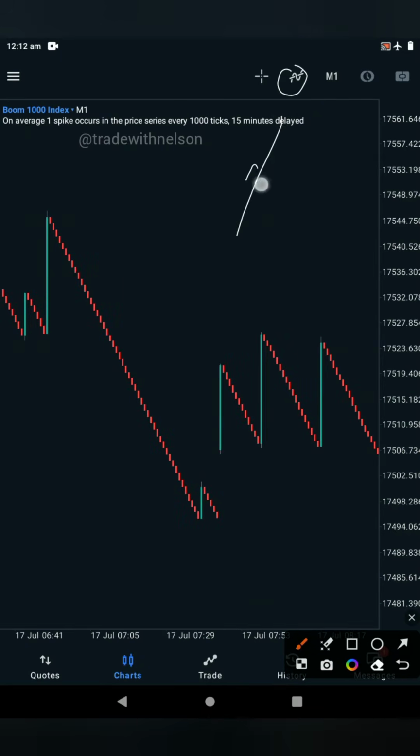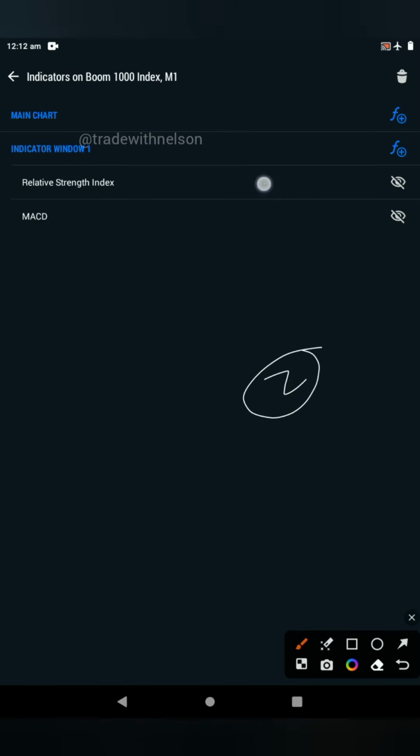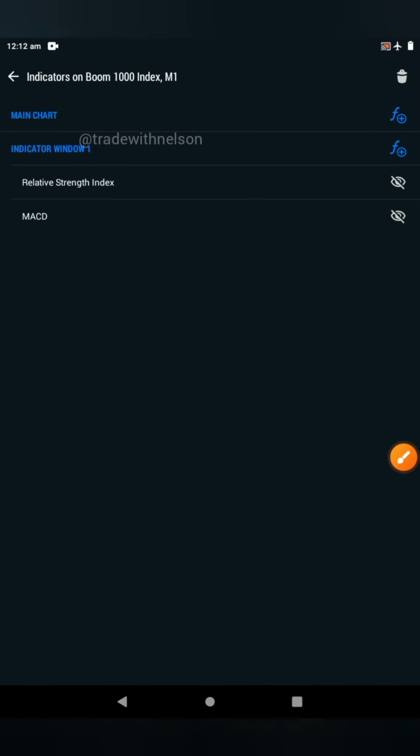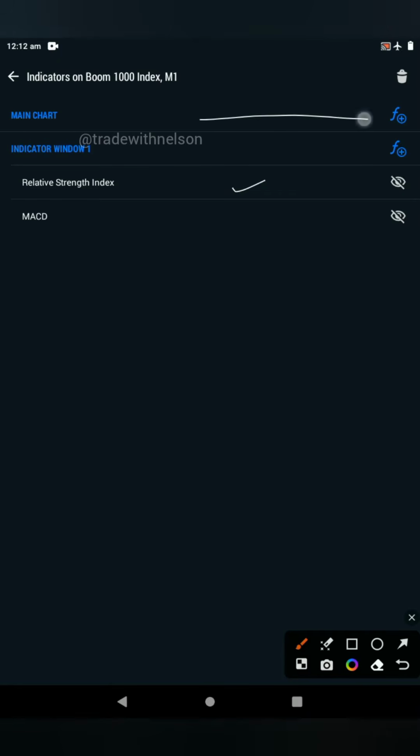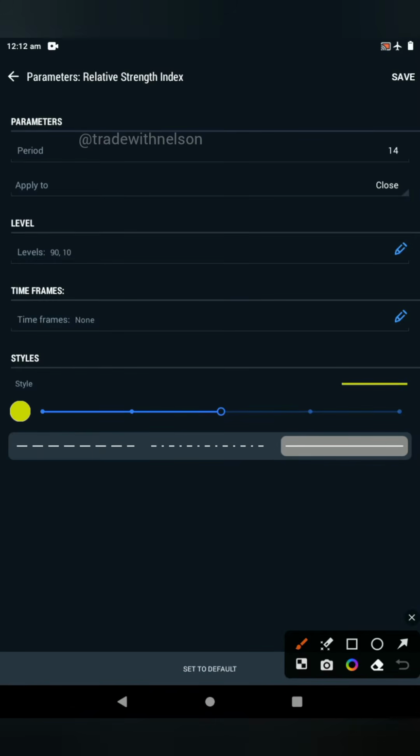Click on this indicator icon over here. As you can see, I have just two indicators, the relative strength index and the MACD. To select the relative strength index, click on the F icon on the main chart and search for relative strength index. Make the period 14, apply to close. For the levels, click on this pen icon and make it 90 and 10. For the styles, choose a color and thickness of your choice. After that, click on save.